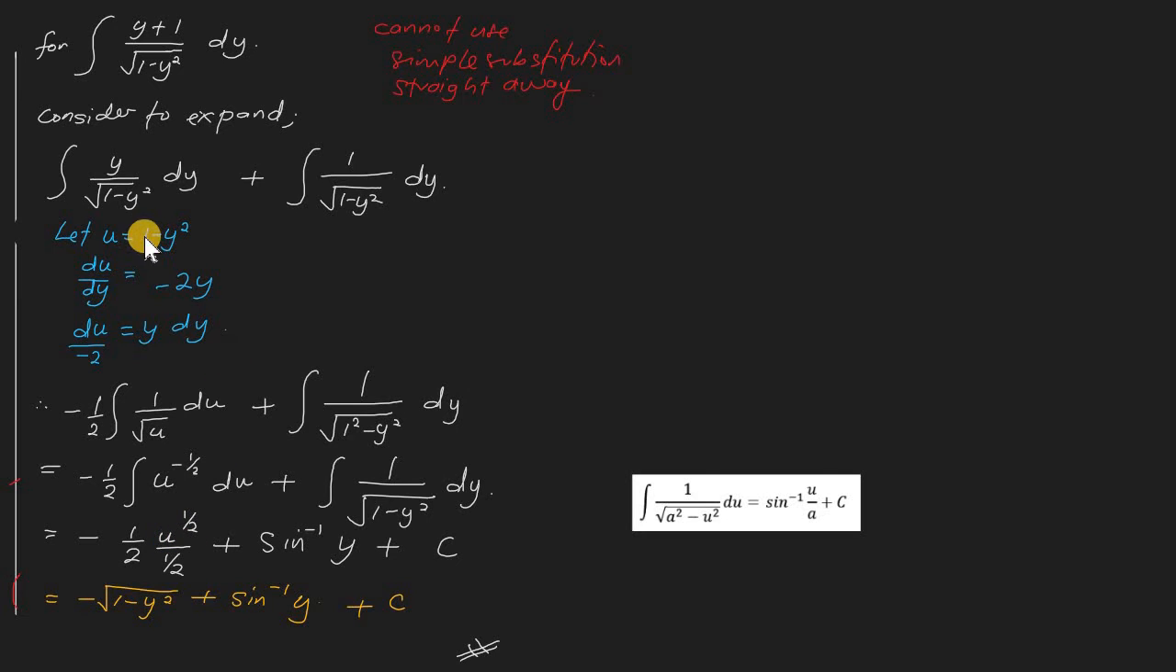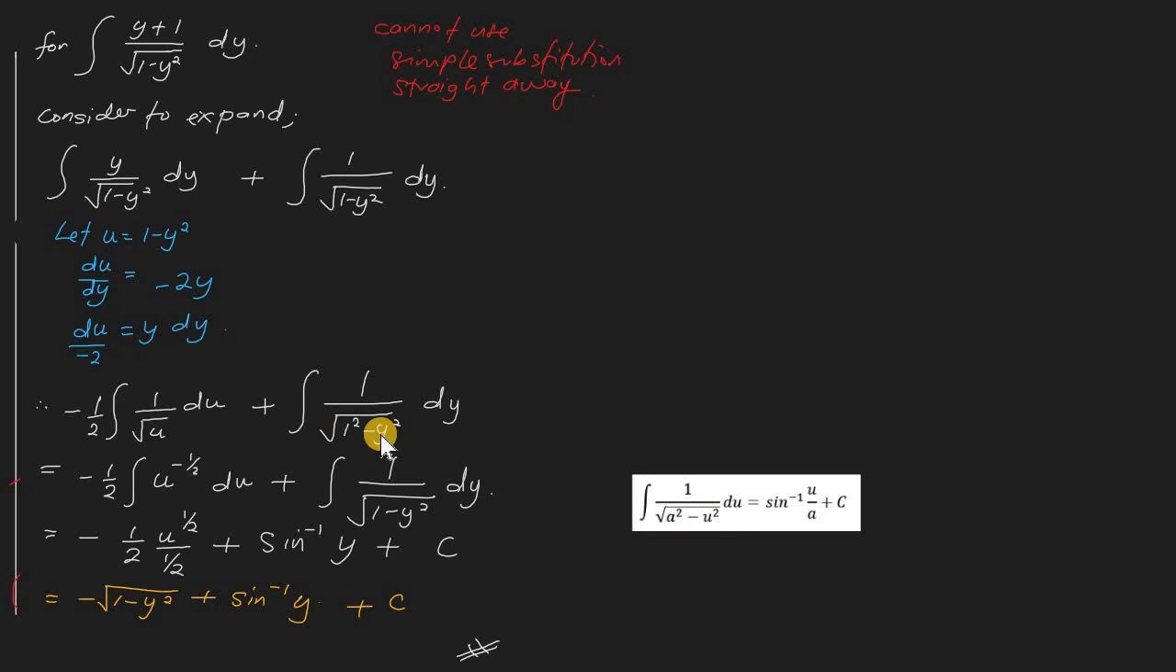And what is u just now? It is 1 minus y squared. I'm replacing it back. And then for this portion, we have to use this formula given in our formula list. When we have a format of a squared, where a is a constant, minus variable u squared. Our a here is 1.